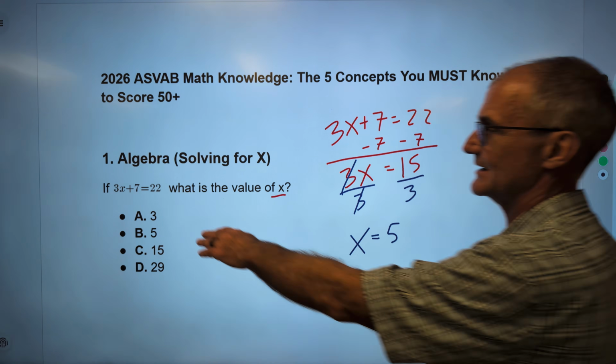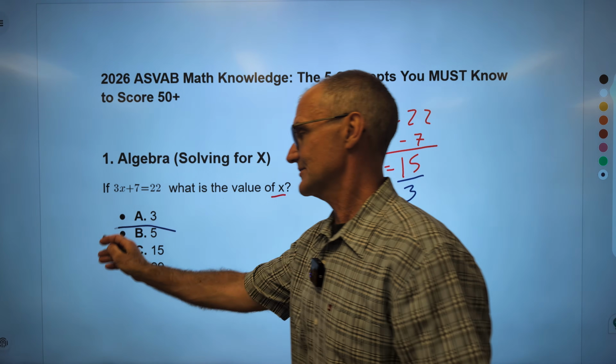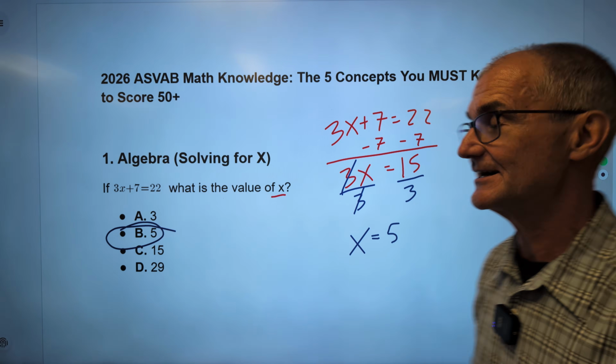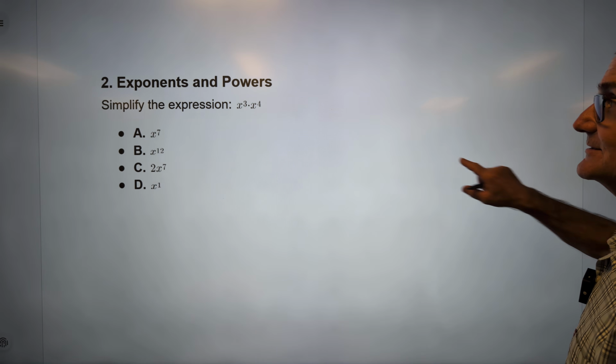Double check I am answering the question. What is the value of x? X is equal to 5. Correct answer, answer B right there. 1 for 1, I'm hoping. Moving on to number 2.